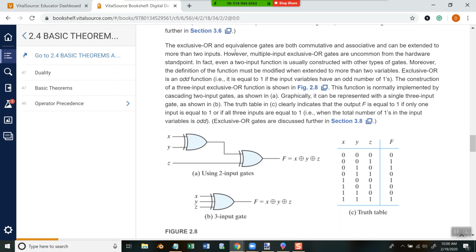The exclusive OR and equivalence gates are both commutative and associative and can be extended to more than two inputs. However, multiple input exclusive OR gates are uncommon from the hardware standpoint. In fact, even a two-input function is usually constructed with other types of gates. Moreover, the definition of the function must be modified when extended to more than two variables. Exclusive OR is an odd function. It is equal to 1 if the input variables have an odd number of ones.